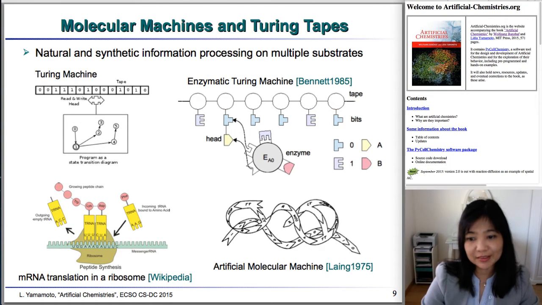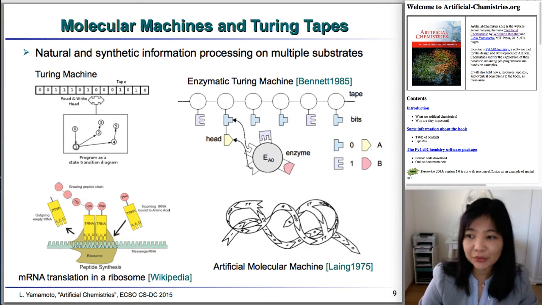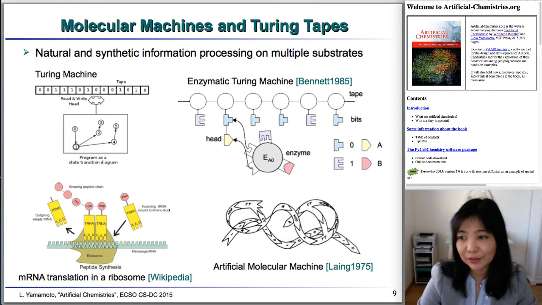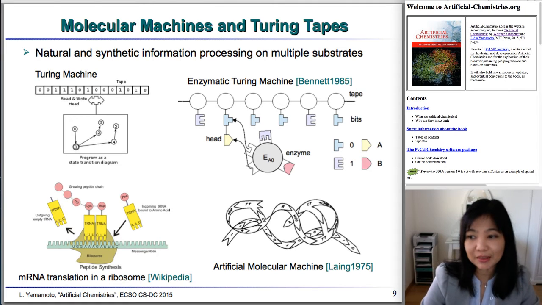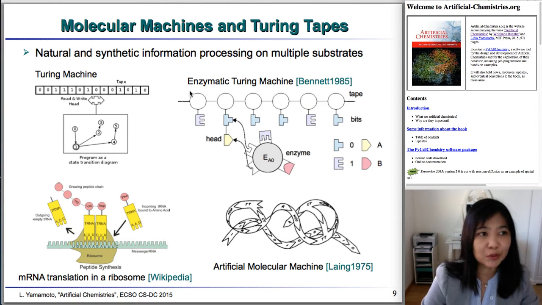Today we see a revival of reversible computing after it has remained dormant for quite some time. There is now a renewed interest because we want to save energy. And we know that with reversible computing, at least theoretically, it's possible to build computers that consume much less energy. So I think this is one of the potential fields where a lot of contributions of artificial chemistries could be made.